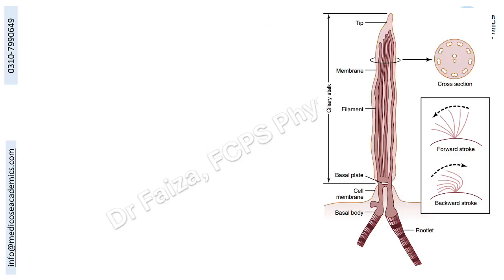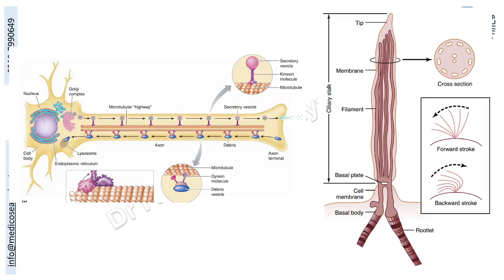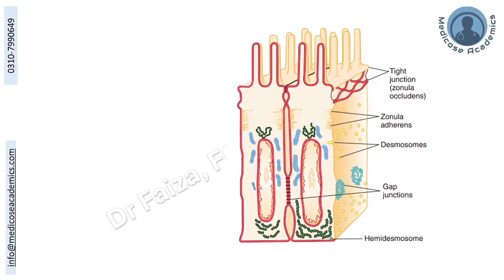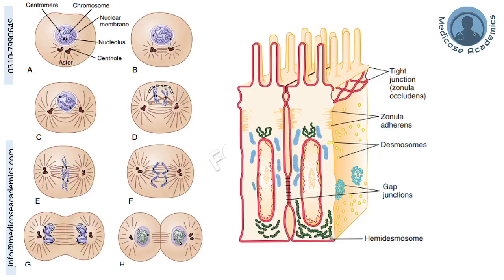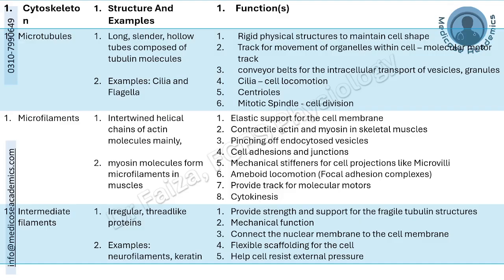division. This is showing the role of microtubules in the ciliary locomotion, in the transport of cargo inside the cell with the help of molecular motors, and also a role to play in cellular adhesions and mitotic spindle formation. And this is showing the summary of the functions and structure of all 3 types of cytoskeleton.